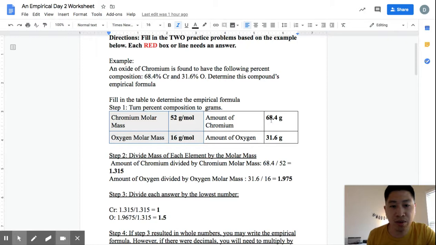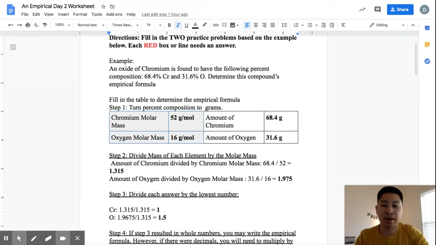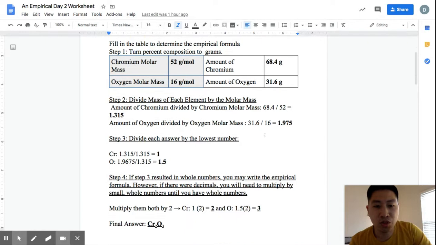The 68.4 grams comes from the percentage number. Same thing, oxygen is 15.99. They round it up, and so it gave them 16 grams per mole. And then the percentage, 31.6, they put over here with 31.6 grams.